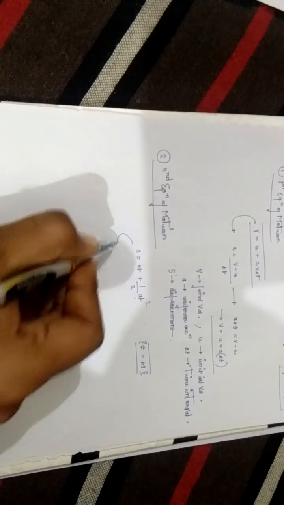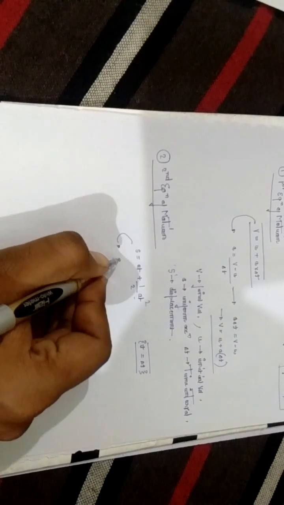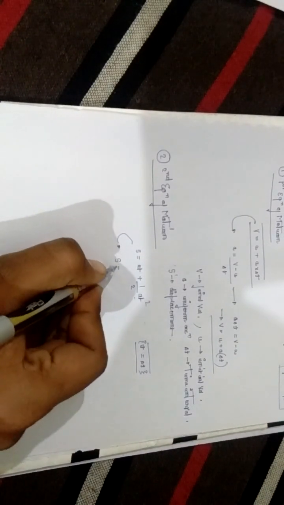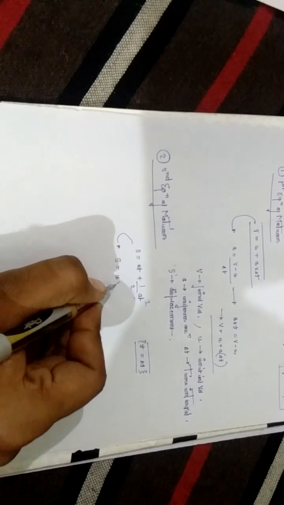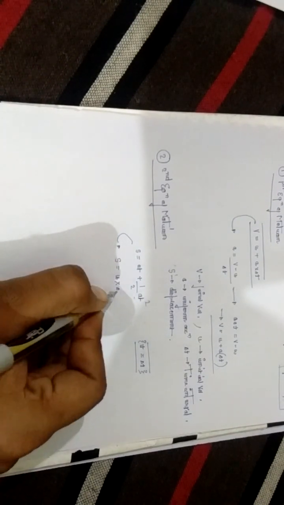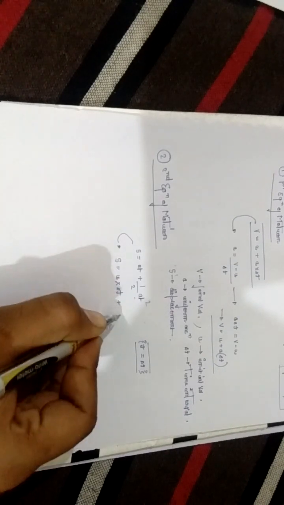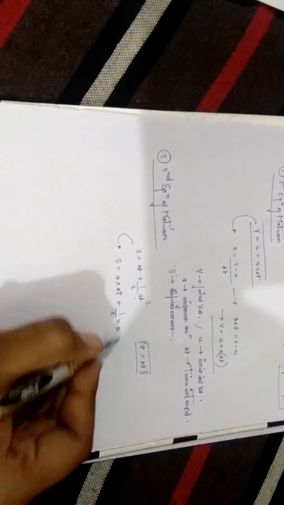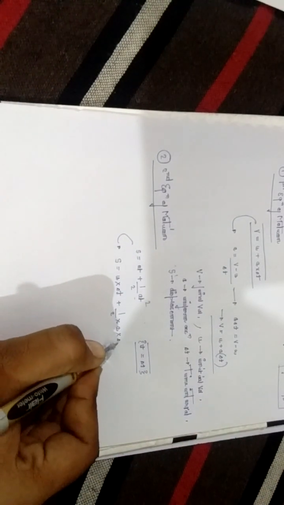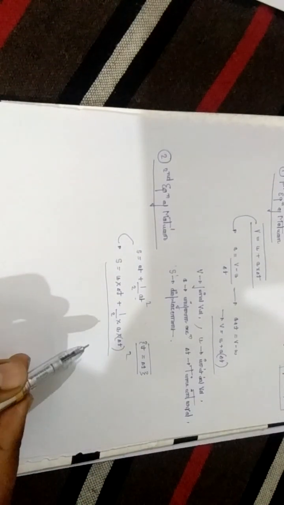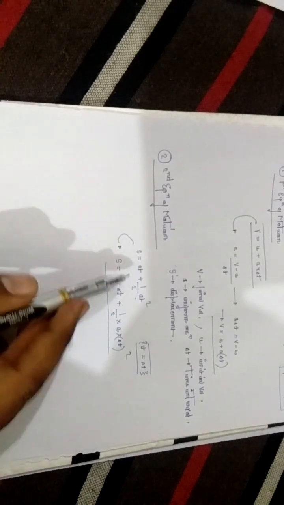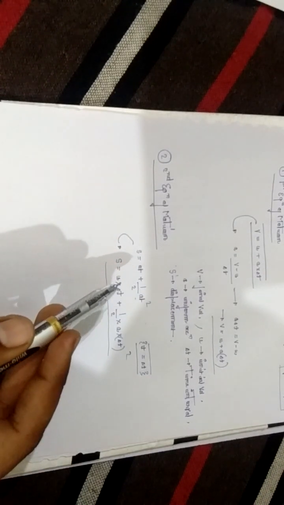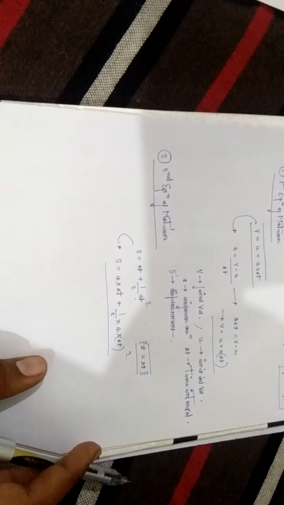Let me write it once again so that you will be more familiar. Displacement is equal to initial velocity times the time interval plus half into acceleration, which is uniform, times the time interval square. That was all about the second equation of motion. I know it's a bit complicated equation, but that's it. We will discuss its derivation in a later section of the videos.